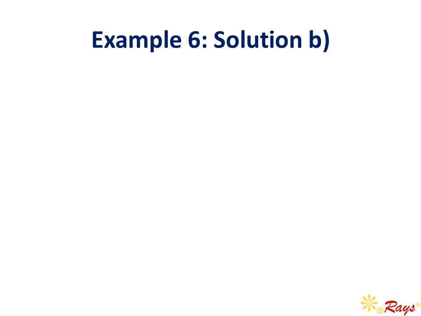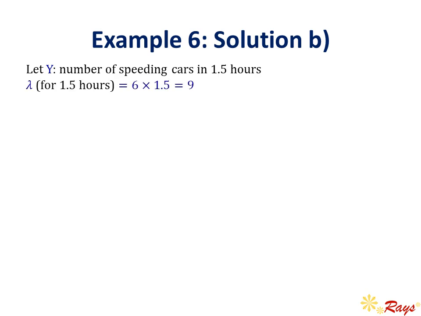Question B is asking for the probability that at least 2 cars will be speeding in the next 1.5 hours. So this time we let y, since we have already used x in the previous question, be the number of speeding cars in 1.5 hours. Again, we need to change the lambda, the lambda for 1.5 hours. So lambda is equal to 9. So now we can express that y is a Poisson distribution with lambda 9.